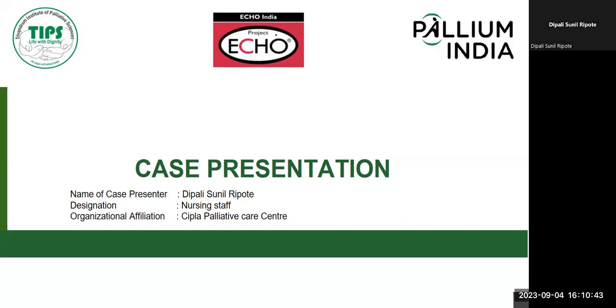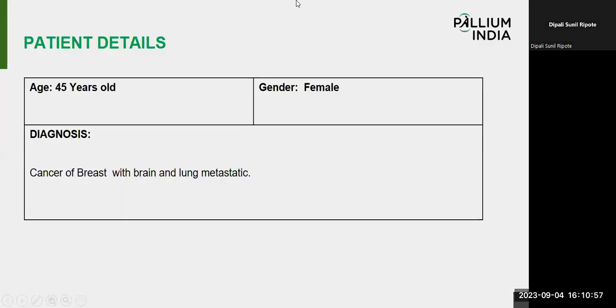Good afternoon, all. Myself, Dipali Ripote, and today is a case presentation of lymphedema. My patient is 45 years old and she is diagnosed with CA breast with brain and lung metastasis, and she is having lymphedema in her right hand.